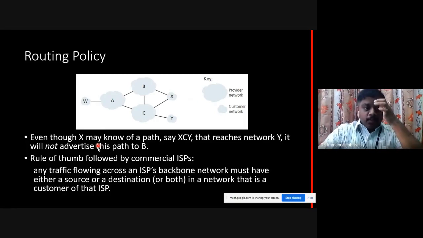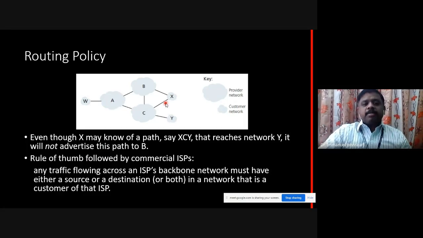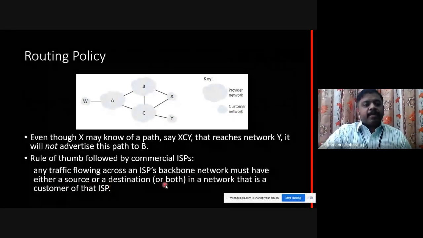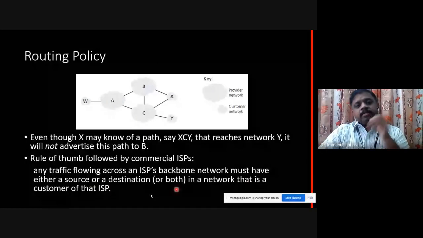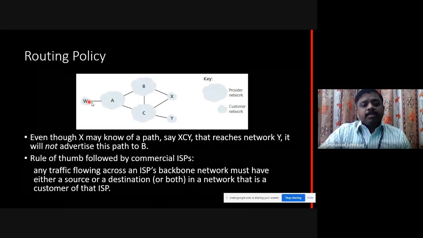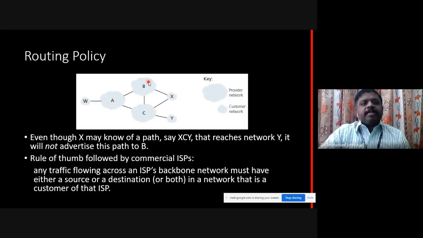The rule of thumb followed by commercial ISPs, for instance A, B, and C: any traffic flowing across the ISP's backbone network must have either a source or a destination in a network that is a customer of that ISP. How can I explain this? For example, W has a packet to be sent to Y. Now you can see from autonomous system B, which is the ISP network, W is reachable and Y is also reachable. Y is reachable through C, W is reachable through A.